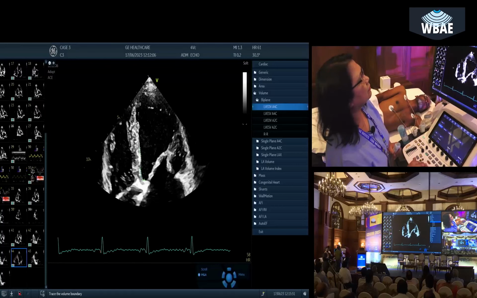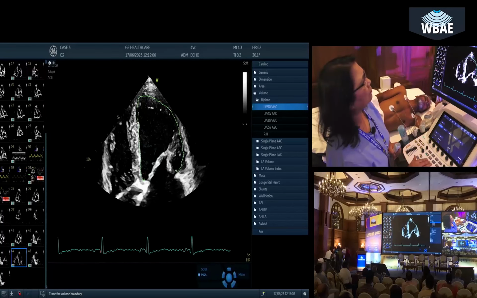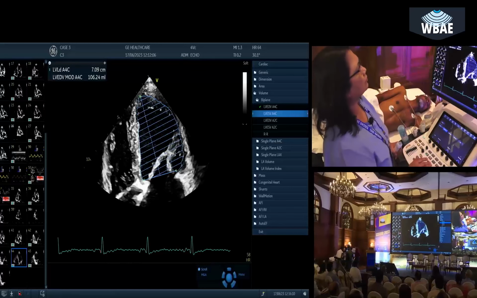By the time she's tracing, any questions here? We are talking about automated machines. Most of us are not using ECG gating, and that is where the problem is. Everybody has to have ECG gating. I know it is very cumbersome, very expensive.